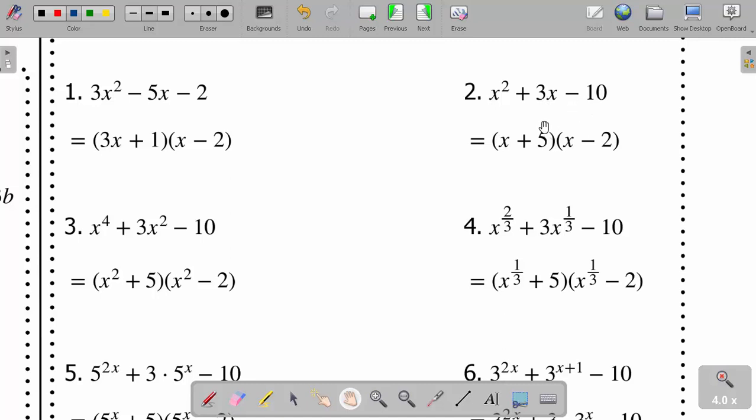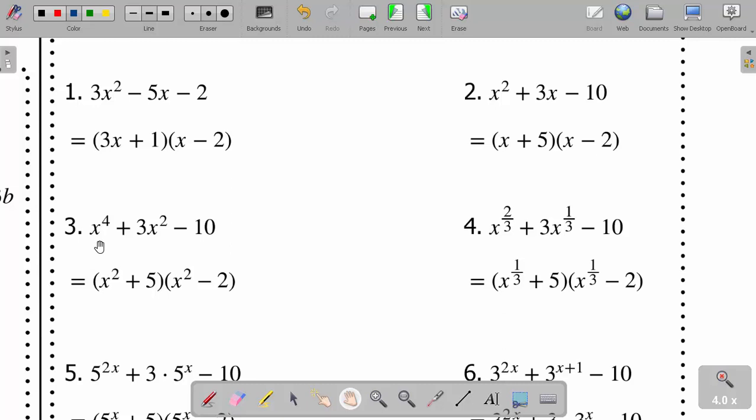Check here, those factors are positive 5 and negative 2, because positive 5 times negative 2 gives me negative 10, and positive 5 plus negative 2 gives me positive 3. So that's why my answer is going to be (x + 5)(x - 2). Hope we are still together.